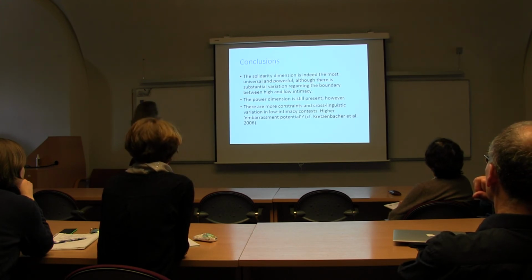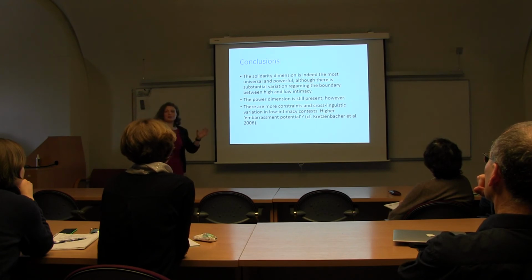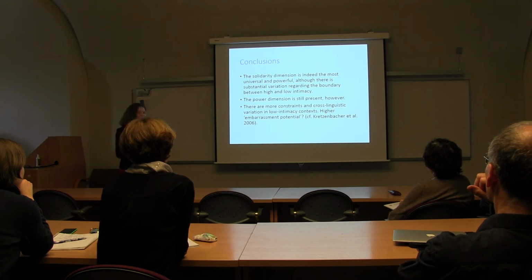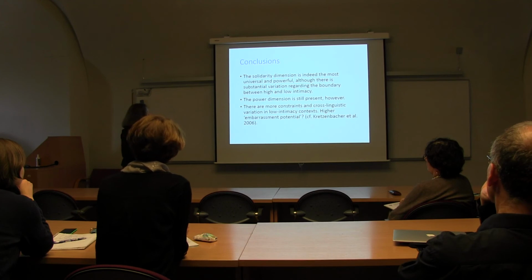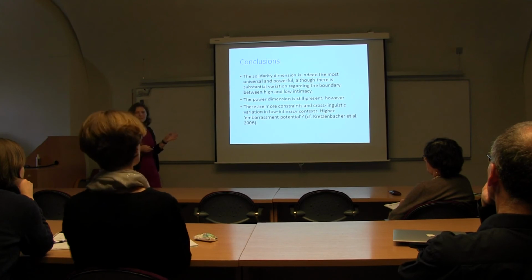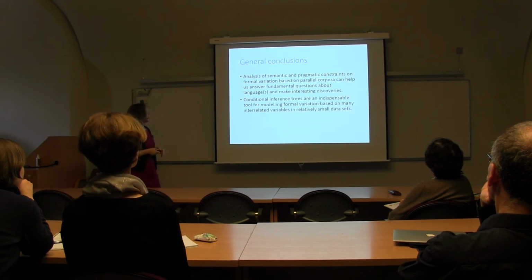Right, so these are the conclusions. The solidarity dimension is indeed the most universal and powerful, but there is a lot of variation regarding the boundary between high and low intimacy situations. Then the power dimension is still present, it's not gone yet. And there are more constraints and cross-linguistic variation in low intimacy contexts, as I said. So it's probably related to high embarrassment potential, to use Kretzenbacher's words. Okay, and so these are my very general conclusions.